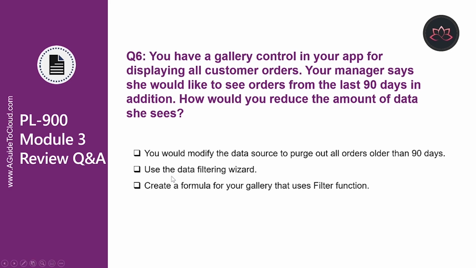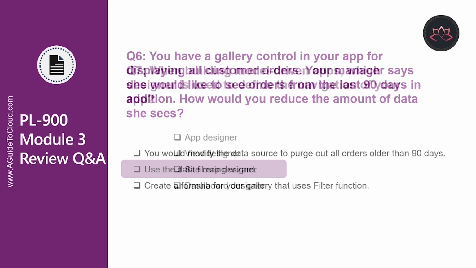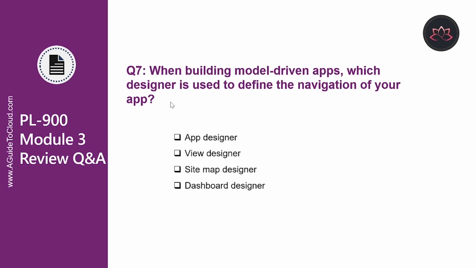Using the data filtering wizard, the filter function allows you to apply logic tests to one or more columns in your data source. For this scenario, you could filter out data where the order date is less than 90 days ago. Question number 7. When building model-driven apps, which designer is used to define the navigation of your app?